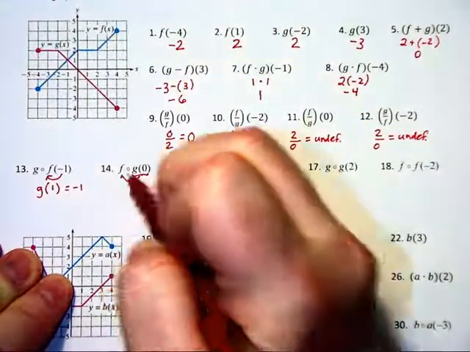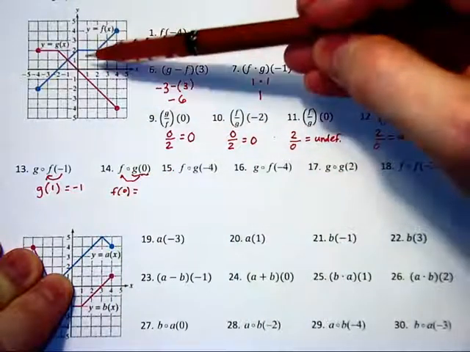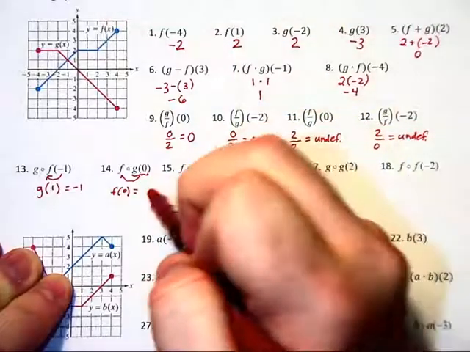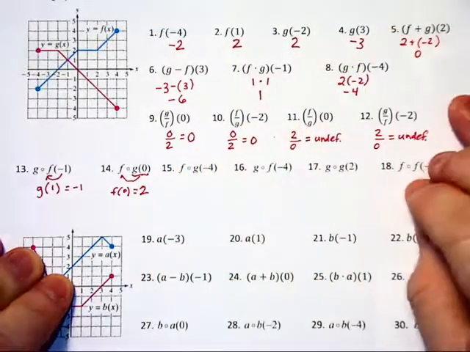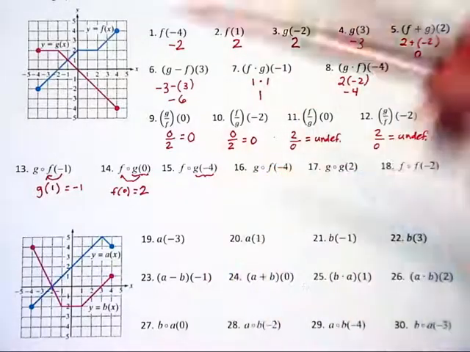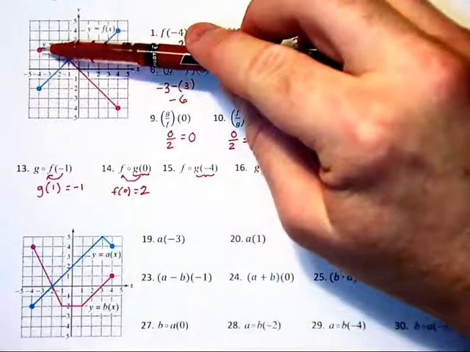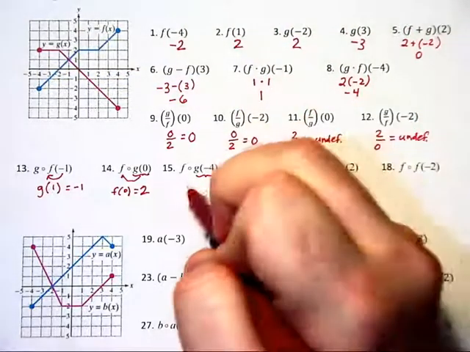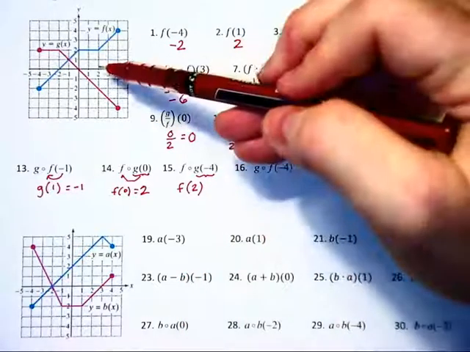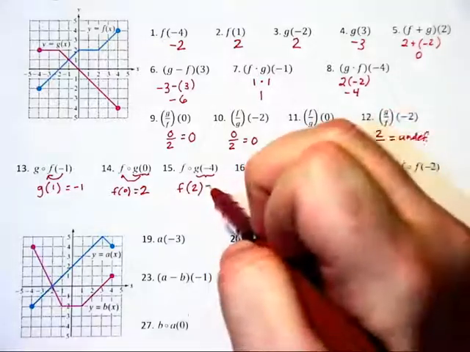That gets substituted into f, so we have f of 0. We go back to our graph. At 0, the f graph is at a height of 2, so the value of the function there is 2. f composite g of -4, g of -4. Go to -4, up to graph g, that's at a height of 2. And so we have f of 2 now. Take 2, go into function f, that's at a height of 2.